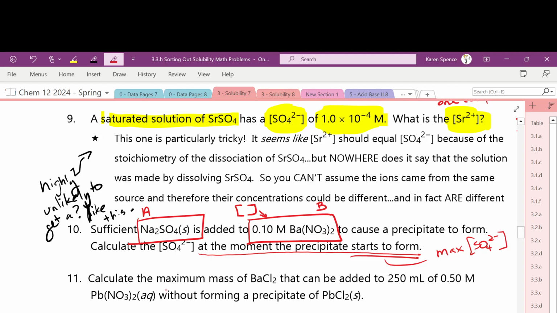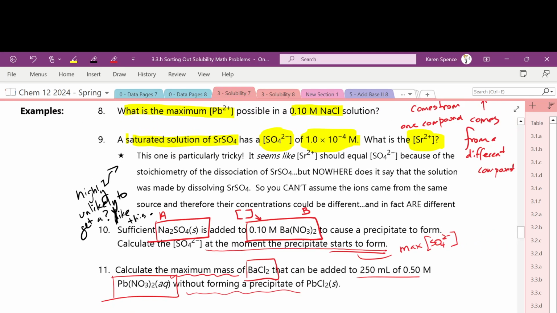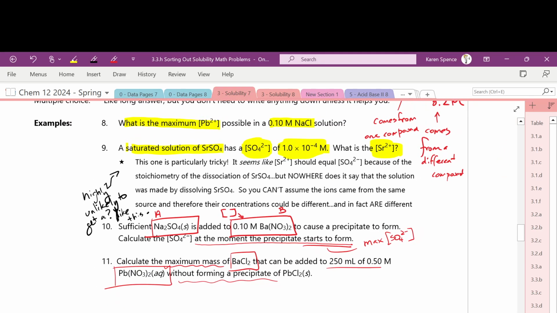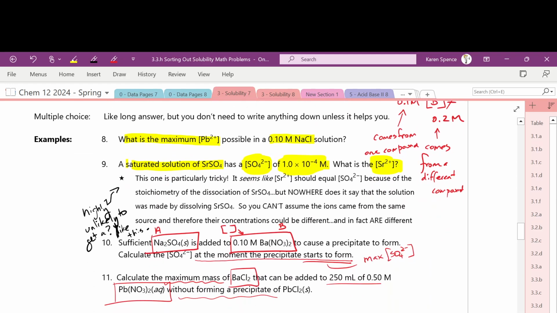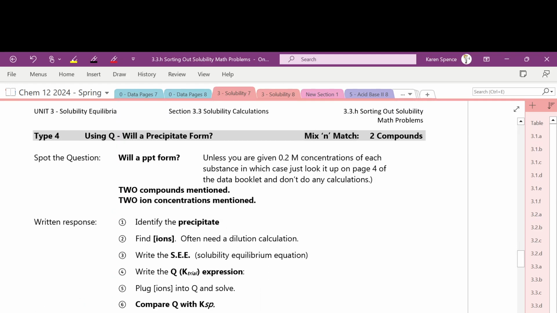And this last one is easy. The maximum mass of compound A that can be added to whatever of compound B without a precipitate forming. So how many types have we done? This was type 3. Type 4, Q, will a precipitate form?